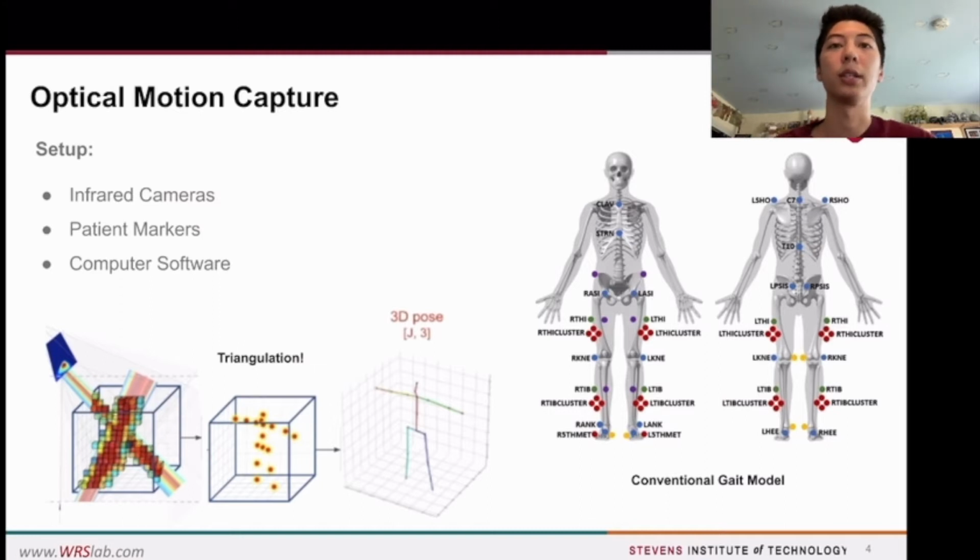And on that skeleton, clusters of markers can be placed together, as denoted by these little red diamonds. You can see these individual segments of the body can be studied individually, and then you can also measure how the segments move relative to each other. So how one leg moves and how that one leg moves relative to the other leg, for example.